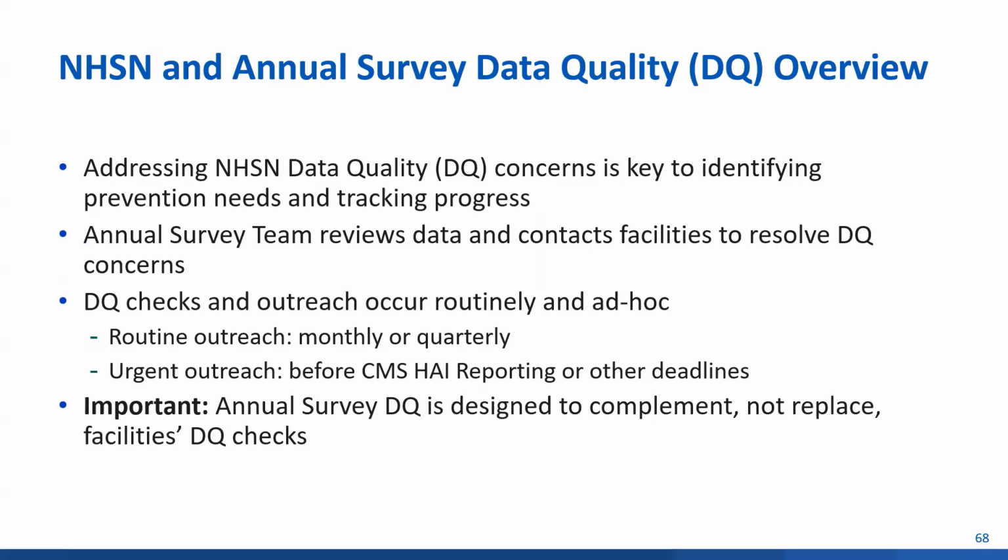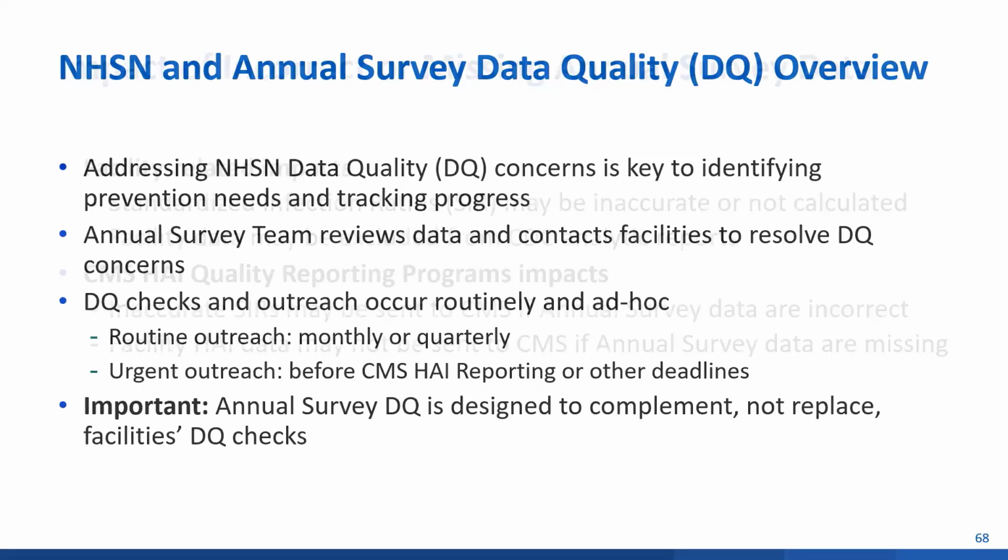The Patient Safety Survey team regularly does data quality checks of the survey data submitted by facilities. These checks are key to identifying prevention needs and tracking progress. Facilities that have a potential data quality concern are contacted by the annual survey team. There are 2 types of outreach that the survey team conducts: routine outreach, which is done monthly or quarterly, and urgent outreach, which is done before CMS HAI reporting or other deadlines. It is important to note that the data quality checks done by the survey team are meant to complement checks that are done by a facility, not replace them. Next slide.